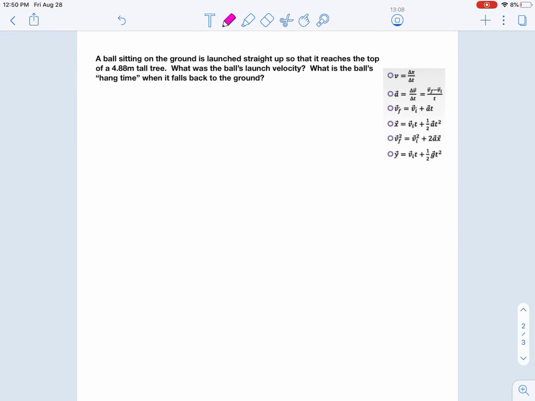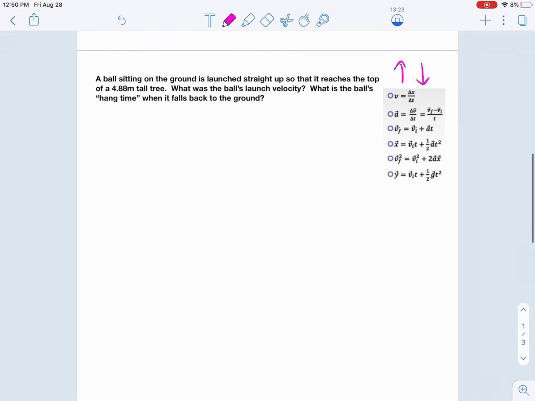For this next problem, we are going to be looking at an object that is thrown straight up into the air, which means it's then going to come back down. So this is going to be an up-down question, all right? So we have a ball that is sitting on the ground, and it is launched straight up so that it reaches the top of a 4.88 meter tall tree. So here's my tree, and it's 4.88 meters tall.